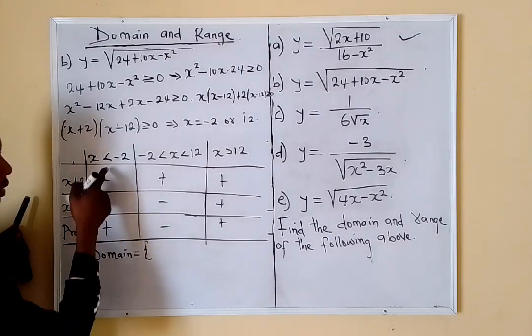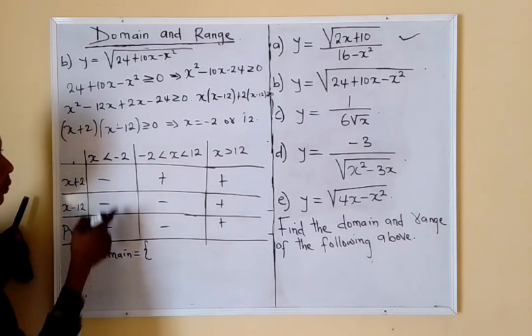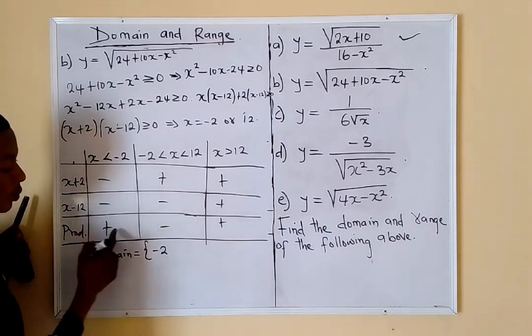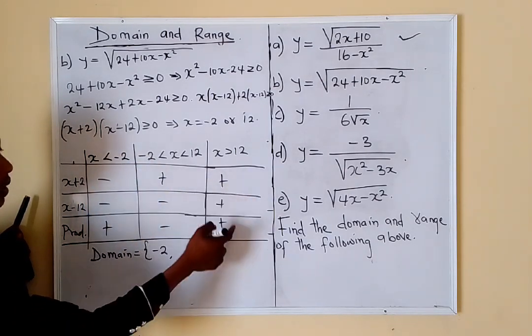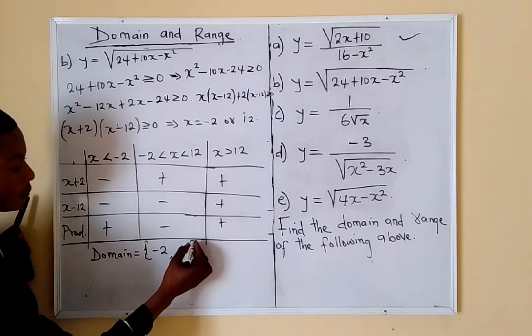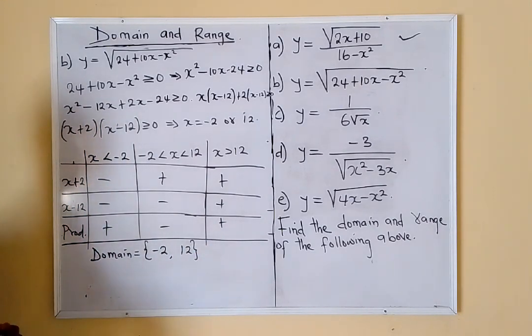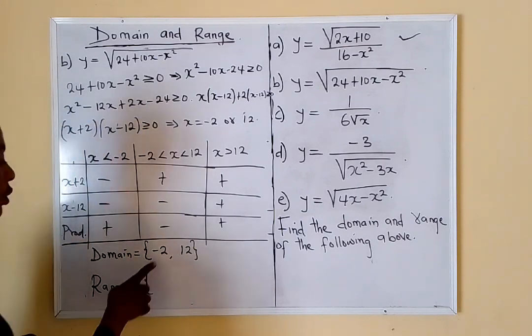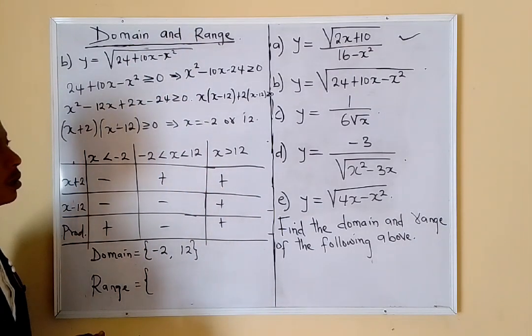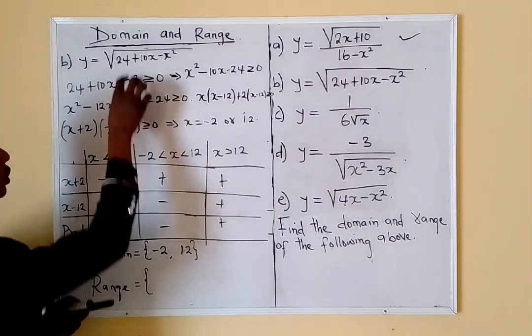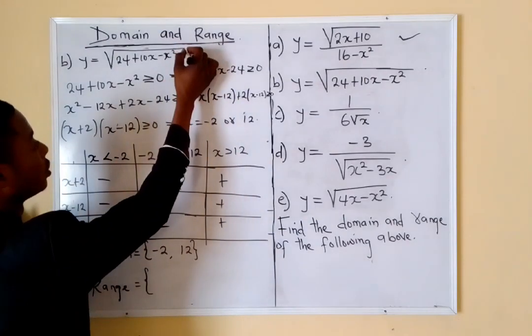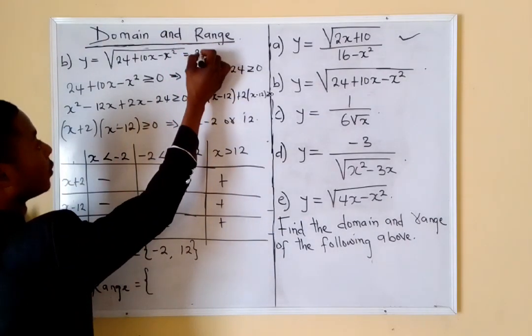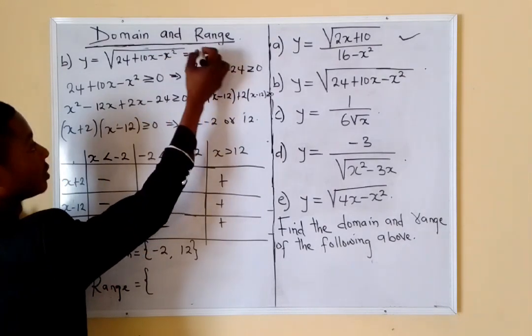To get our range, we are going to substitute -2 into the original function. So let's try it. If you put -2 here, our y will be equal to the square root of 24 minus 2 times 10, which is -20, minus (-2) squared, which is 4. 24 minus 20 is 4, and 4 minus 4 is 0. That means our range here is 0.